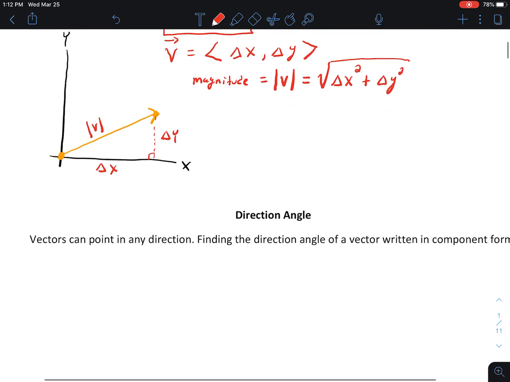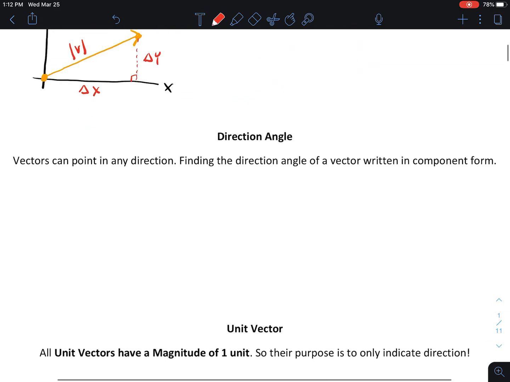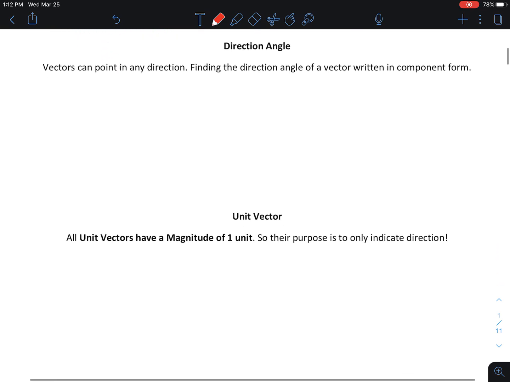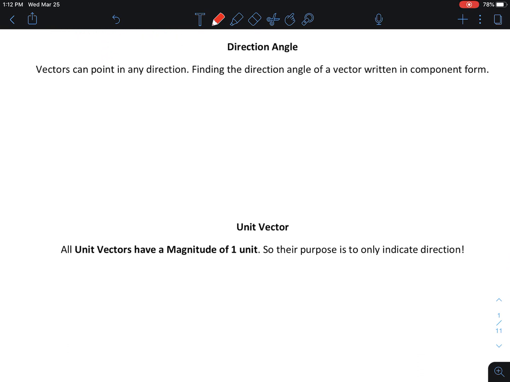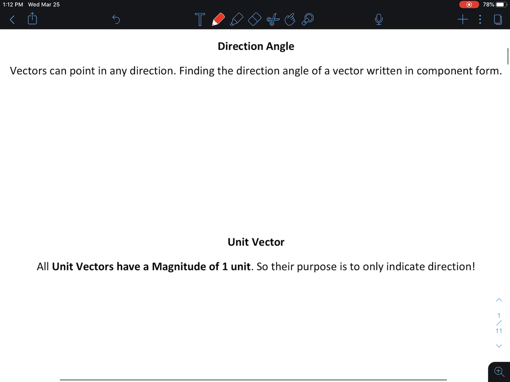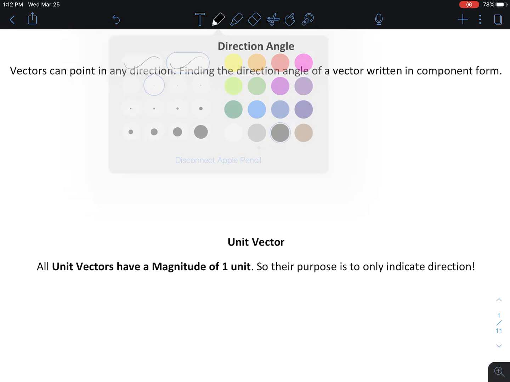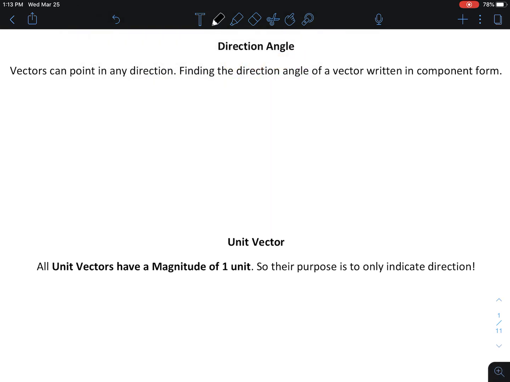Now, the direction angle is a little bit more complicated because vectors can point in any direction depending on what the signs are for its individual components. And so we have to think about this kind of like what we do around the unit circle. So let's say the vector points in quadrant 1.